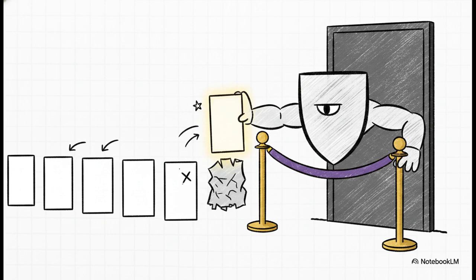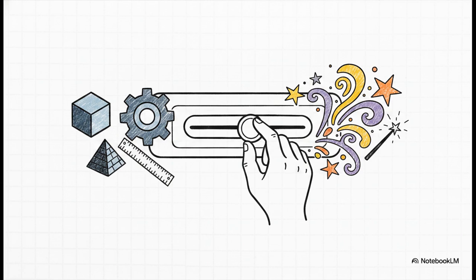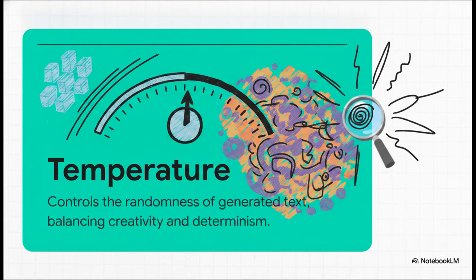Okay, let's pivot from the retrieval dials over to the generation dials. We are shifting our focus from how the system finds the right data to controlling how the final answer is actually written out by the engine. This whole phase is an exercise in balancing creativity versus determinism. The absolute rock star of these generation dials is temperature.